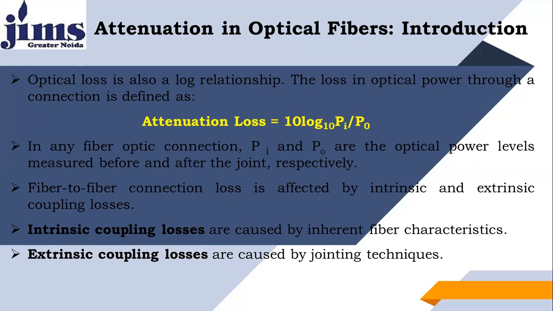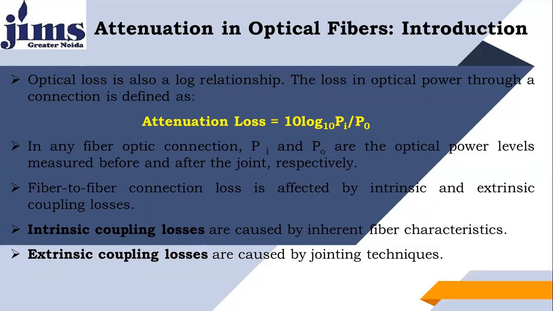So fiber to fiber connection loss is affected by intrinsic and extrinsic coupling loss. There is a concept of intrinsic and extrinsic coupling loss. Intrinsic means it is the loss due to the fiber characteristics, right? Fiber characteristics means the material is also included, because of the materials that are used to manufacture the optical fiber. These materials sometimes cause a loss, and that loss comes in the category of intrinsic losses.